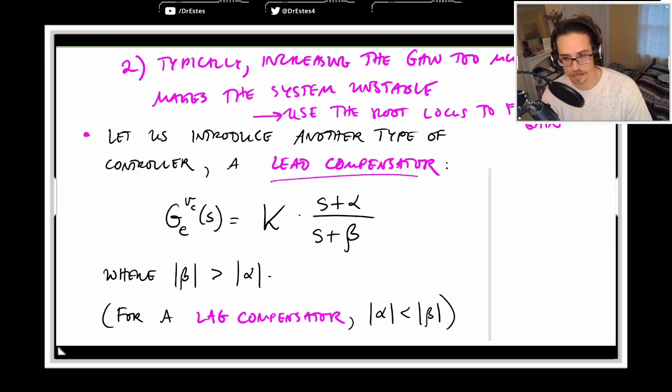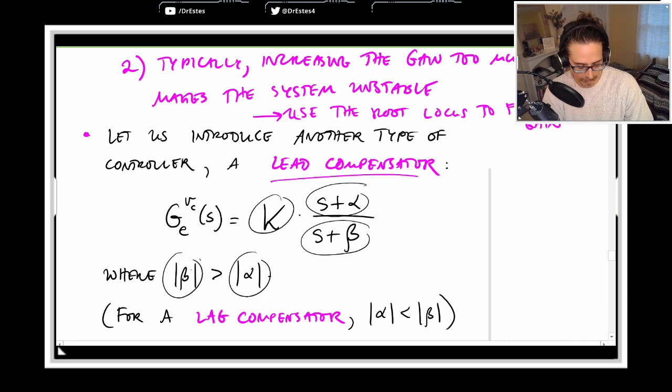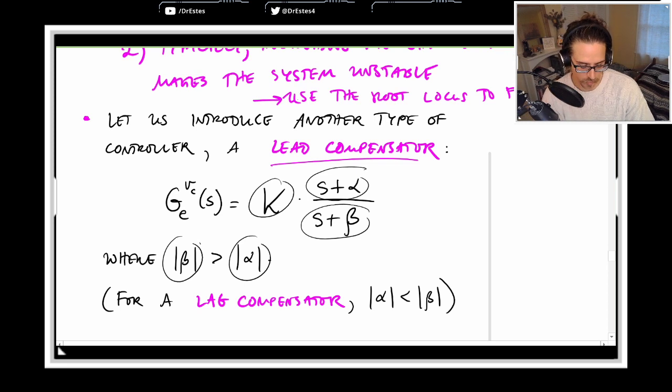So this is what a lead compensator looks like. It has one zero and one pole and one gain term. And depending on the relative magnitude of these terms, like if the magnitude of beta is greater than the magnitude of alpha, we call it a lead compensator. But if those are switched, like if alpha is smaller than beta, we call it a lag compensator.